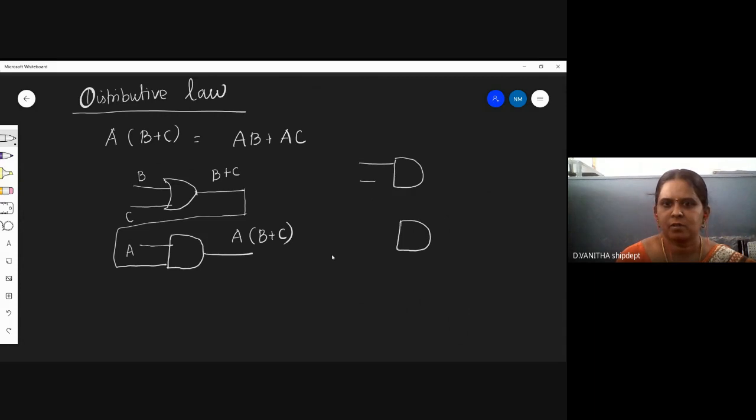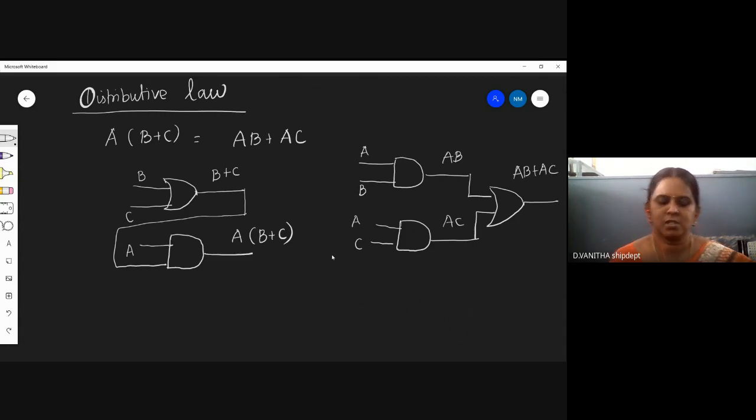So this is A, B. Next, we can take another A, B like this way, or you can take this way. Both are the same only. You can take any other method for that. So here AB and here we are getting AC. So this can be combined and it is taken as the input for the OR gate. So AB plus AC. So this is the distributive law by using logic gates.